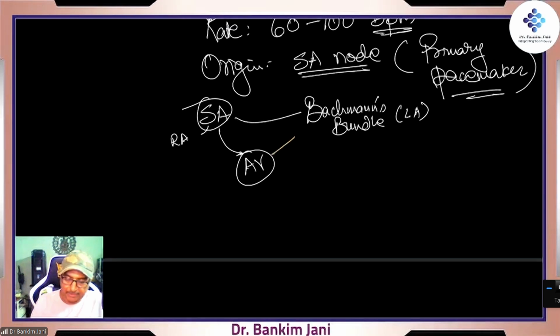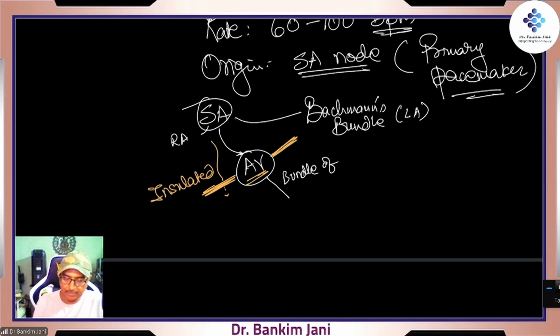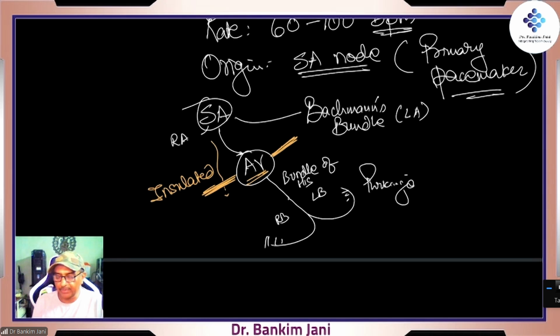Point to remember that this is the rest of the area, the fibrous capsule, so it is totally insulated. Insulated means none of the signal can really cross this and go into the ventricle. So the AV node is the only window which takes us all the way to the ventricle. Then comes the bundle of His, then the left bundle, right bundle, and then the Purkinje fibers. That's how the electric system of the heart goes.